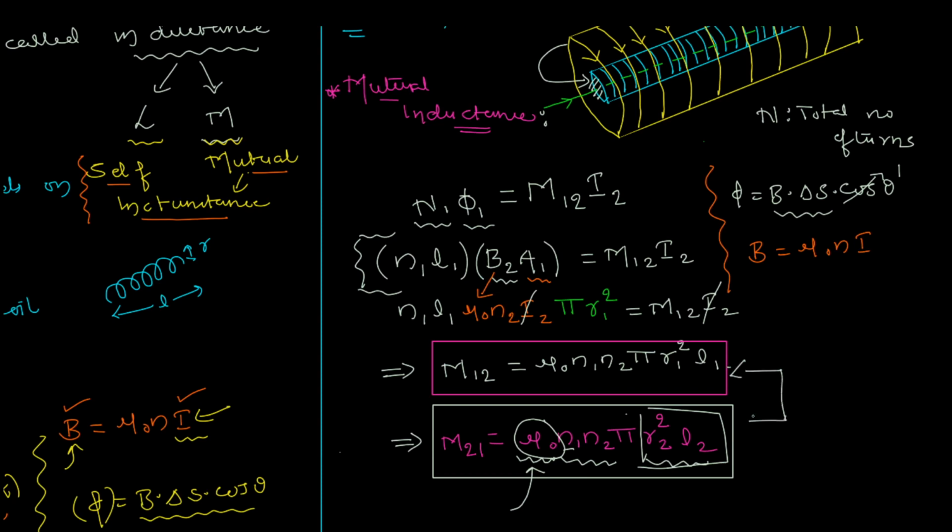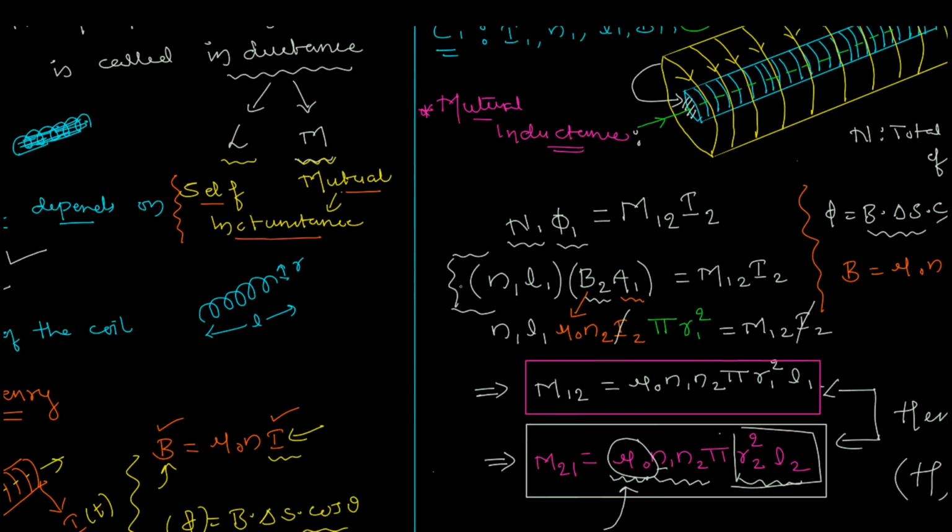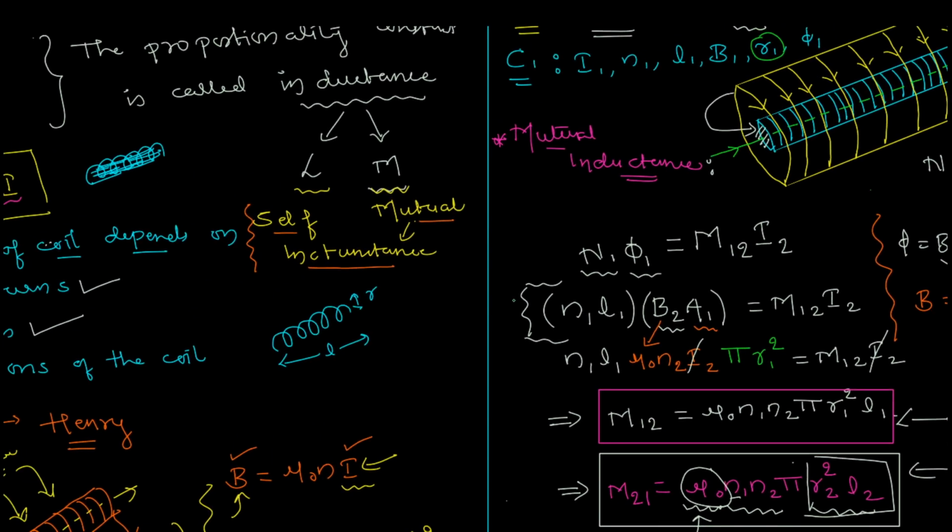And what's the unit of mutual inductance? That is still Henry. It is still Henry with a capital H, Henry. Alright, yeah, that's about mutual inductance. However, now let's see.